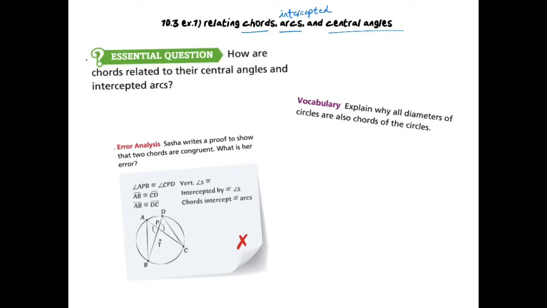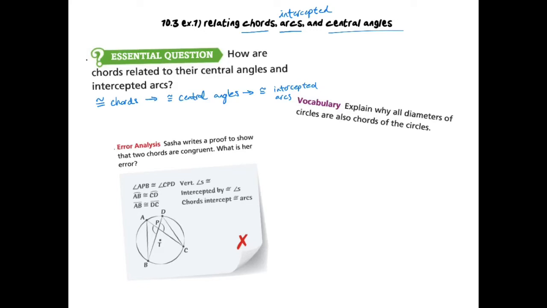Well, in our notes, we talked about how if the chords are congruent, then their central angles are congruent, and so are their intercepted arcs. So in our notes, we learned that congruent chords lead to congruent central angles, which lead to congruent intercepted arcs.